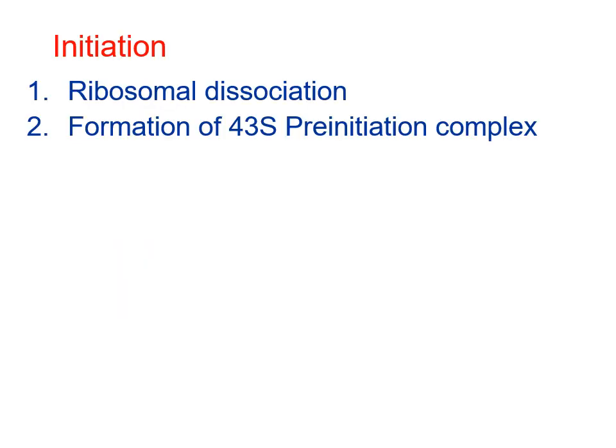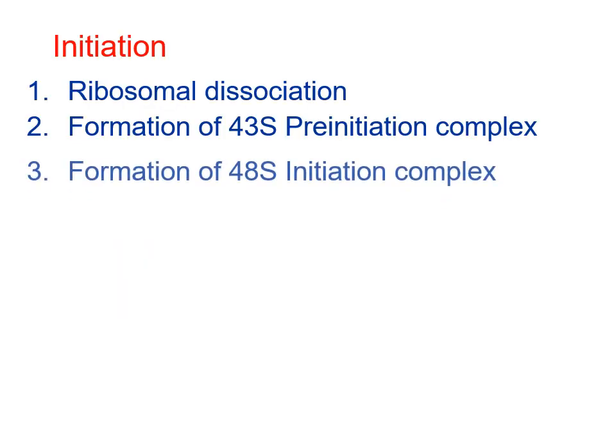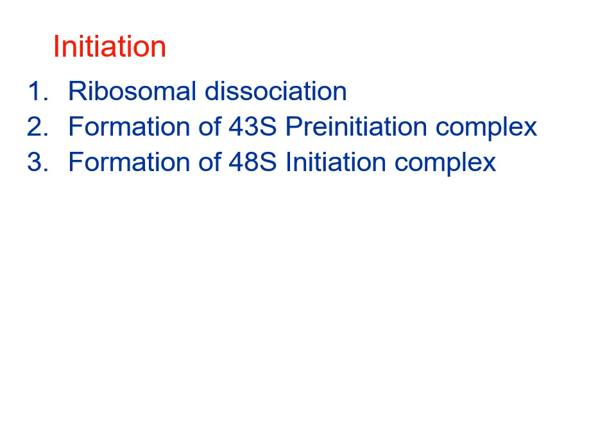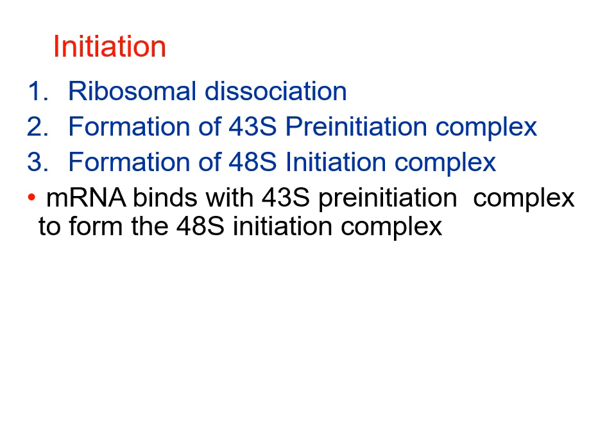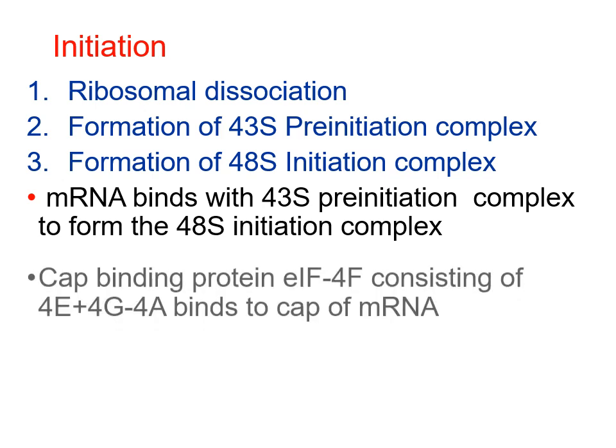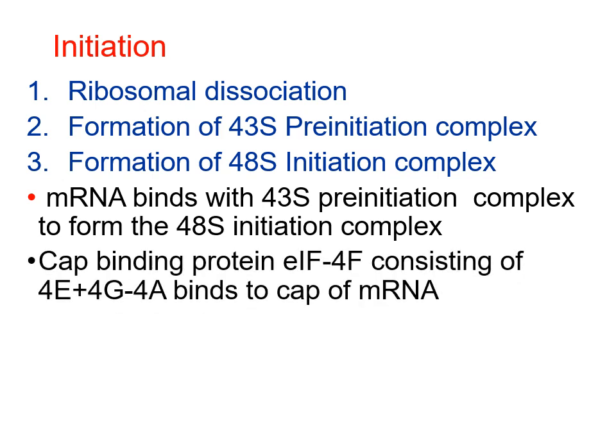The next step in the initiation process is the formation of the 48S initiation complex. This occurs when an mRNA binds to the 43S pre-initiation complex. Binding of this mRNA requires a protein called the cap binding protein. Recall that the mRNA has at its 5' end a cap made up of 7-methyl guanosine triphosphate, and there is a poly A tail.